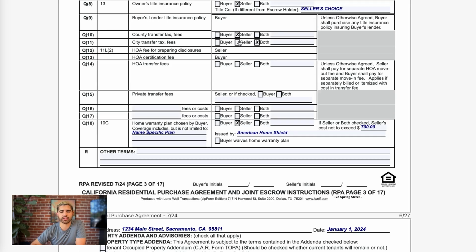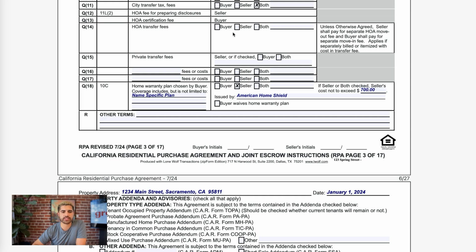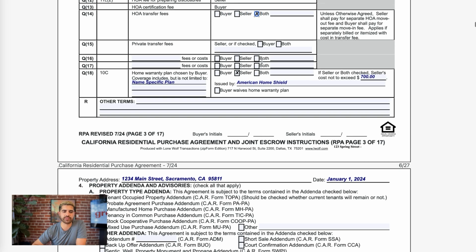Next, we have city and county transfer fees. Not every county or city has transfer fees, so those amounts will differ. But again, I'll be sure to share those with you so we can decide if we want to have you cover them, the seller cover them, or do a 50-50 split. Any HOA fees that are necessary. Again, if you're purchasing a home that has an HOA, we'll decide if we want the buyer to cover that, the seller, or to have a 50-50 split.